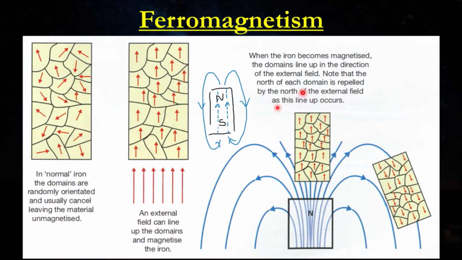Okay, so there's that. When iron becomes magnetized, the domains line up in the direction of the external field. Note that the north of each domain is repelled by the north of the external field as this alignment occurs. So there we go.